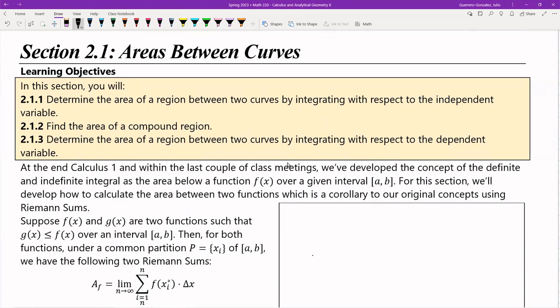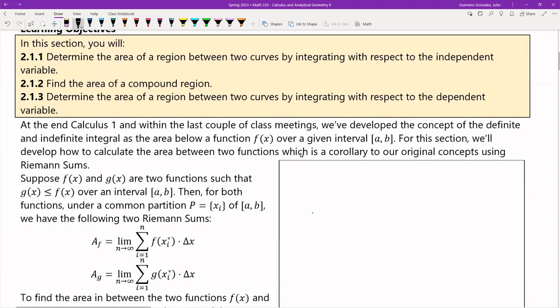It turns out that the theory behind it is no different than what we've been building up to this point. The theory behind this is still Riemann sums. It's just a little bit of a difference here and there, but overall, it's still all the same stuff. So let me go ahead and get to that buildup.